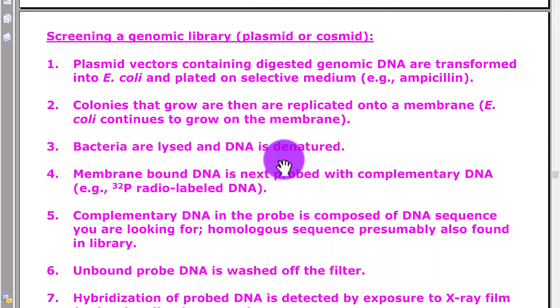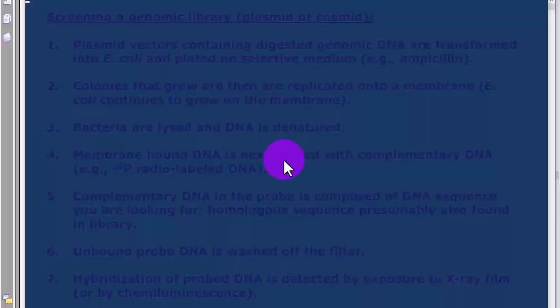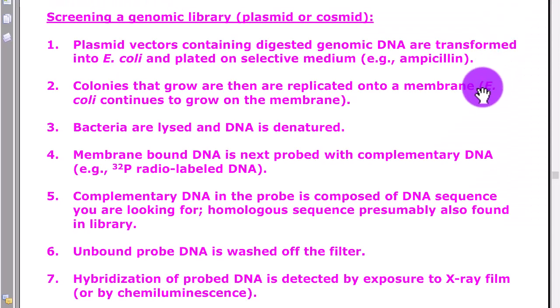Screening library. Plasmid vector containing digested genomic DNA is transformed into E. coli. Screening a genomic library. Plasmid vector containing digested genomic DNA is transformed into E. coli.